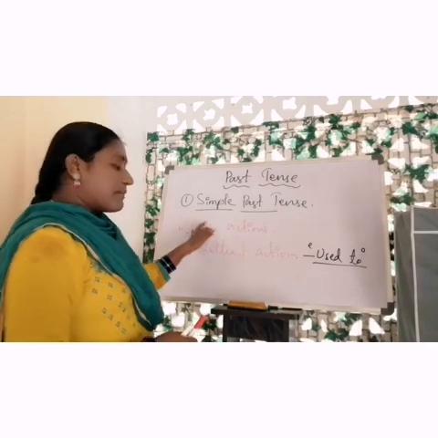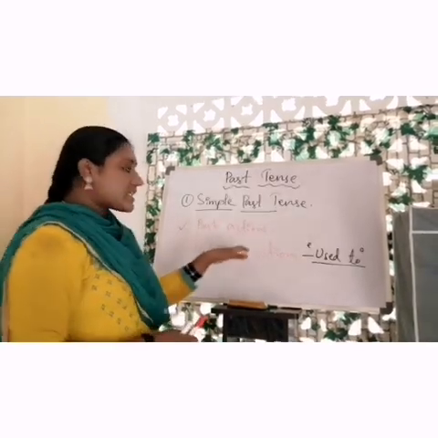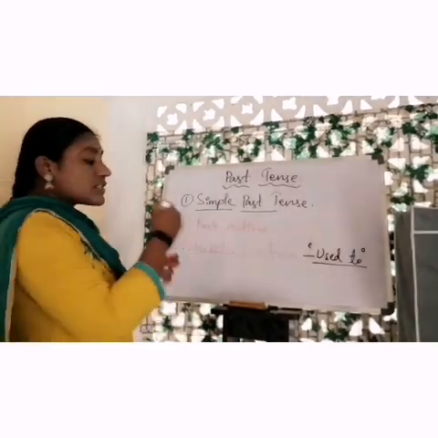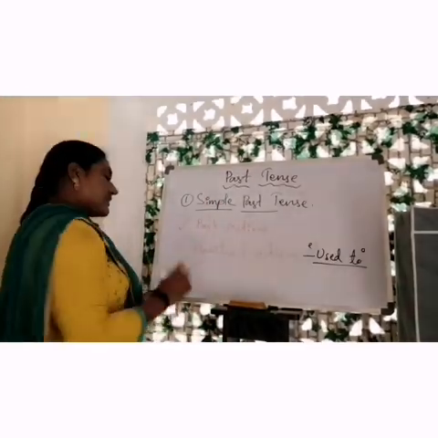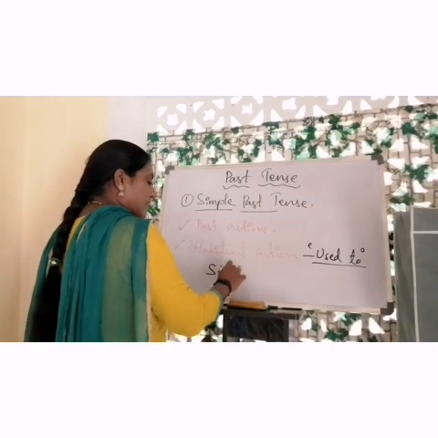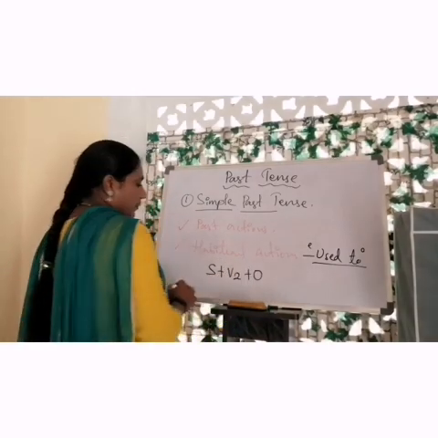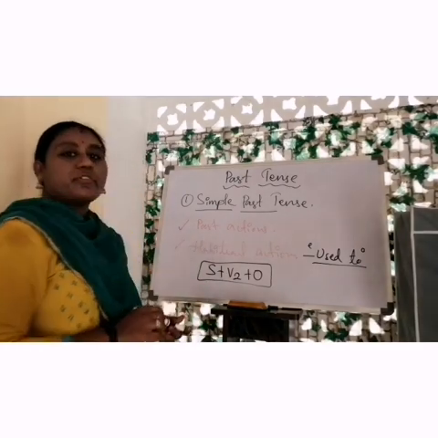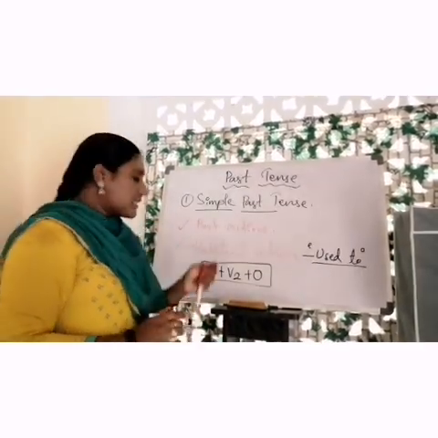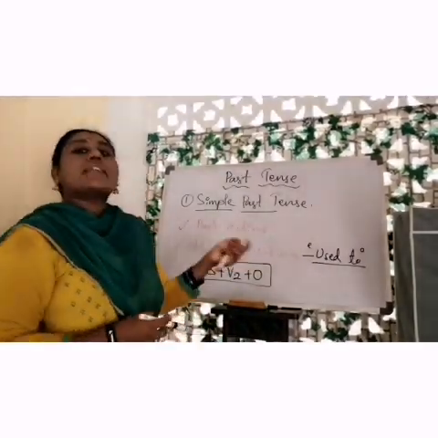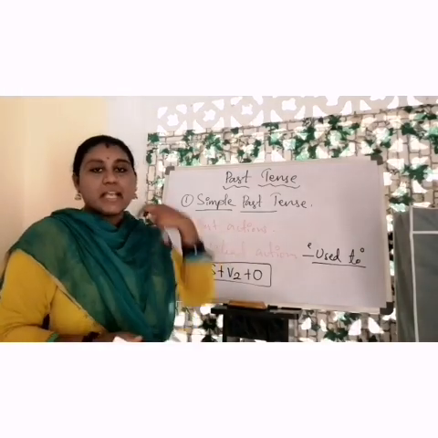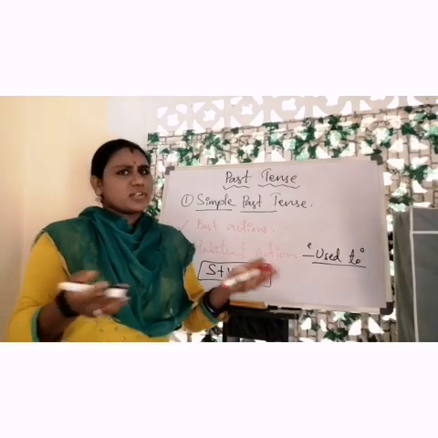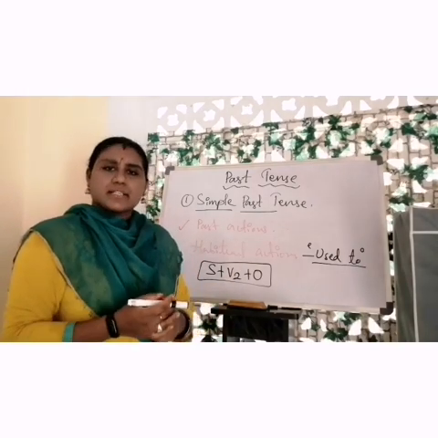So to refer to past actions and to refer to past habitual actions, we use the simple past tense. And now the structure of this simple past is subject plus V2 plus object. Okay, so this is the structure for simple past. Subject, V2 and object. Okay, so V2 is the second form of the base verb. Of course, it has finished. It was in the past.